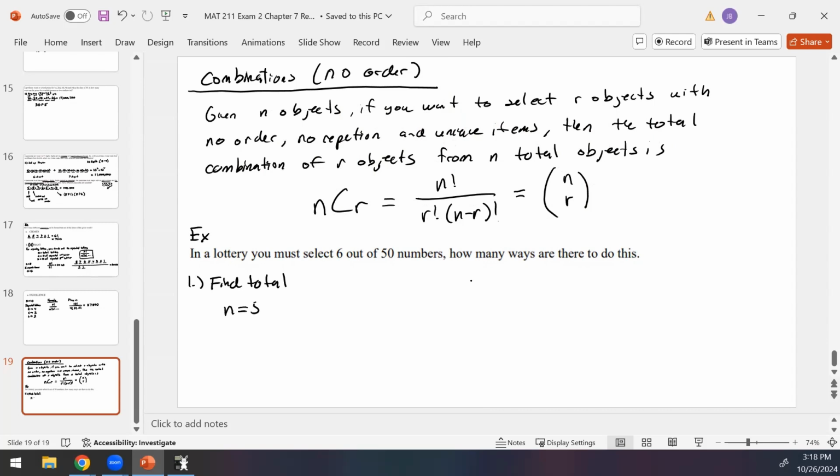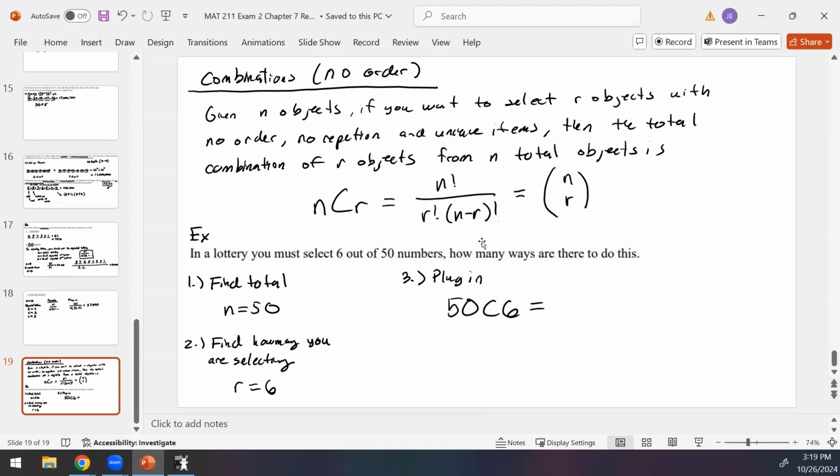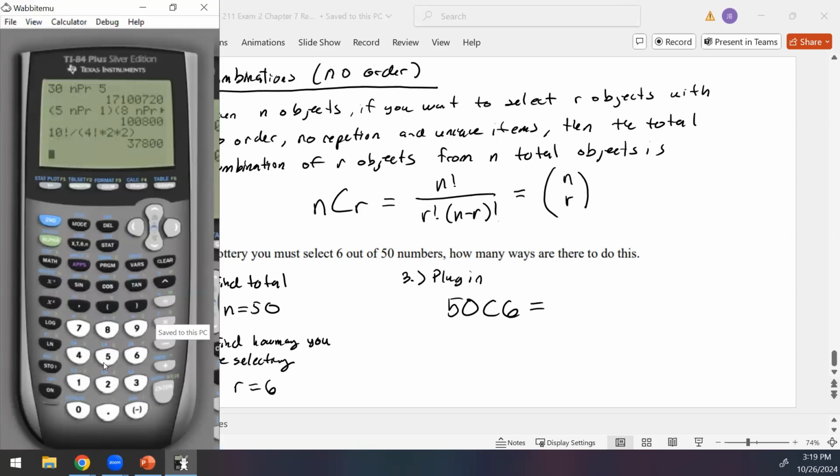So n is equal to 50. Step 2, find how many you are picking. Well, I'm just picking 6 of them. And then step 3 is to plug in. 50C6 is equal to, so go to our calculator, type in 50, math, right there, and then 6, and then it's that really large number.